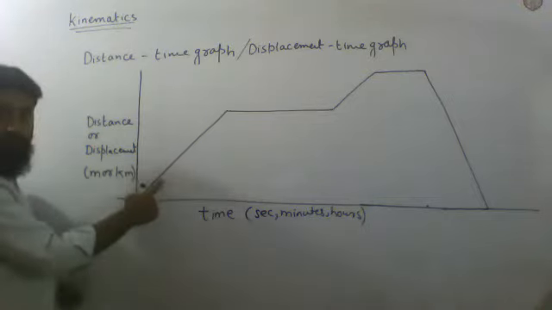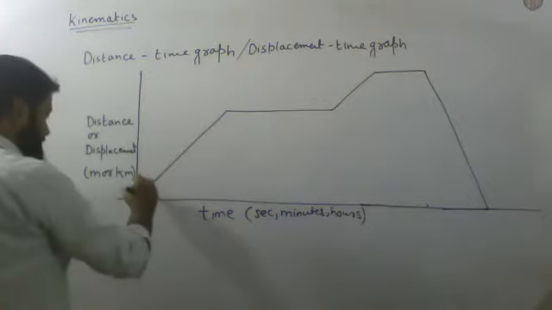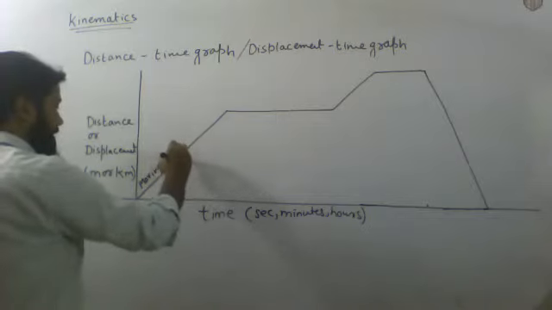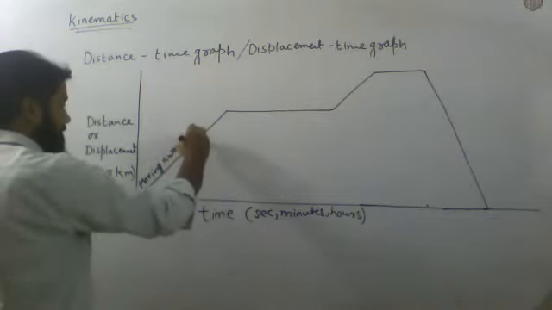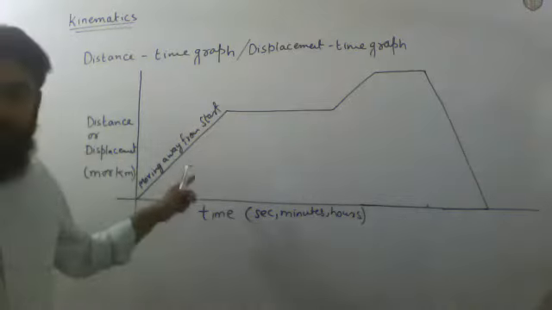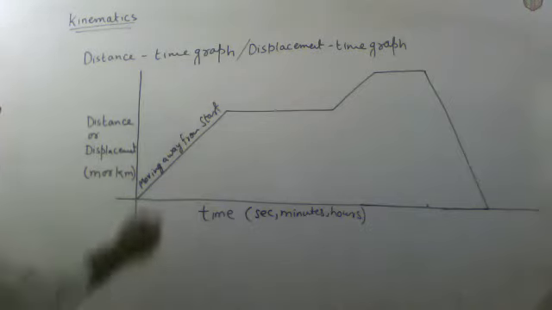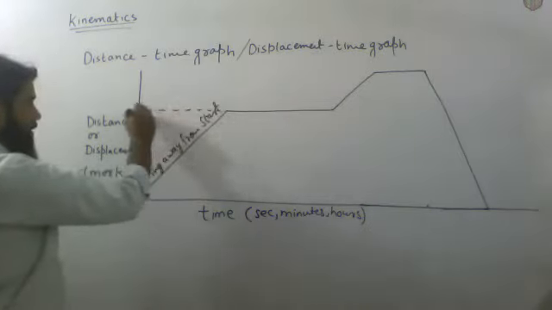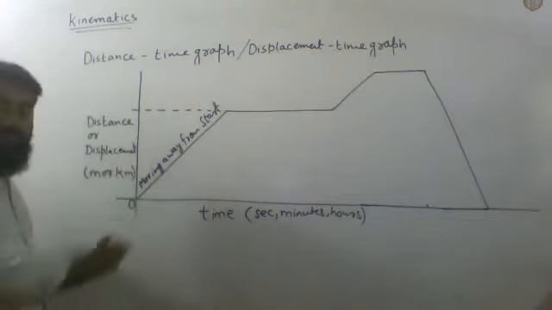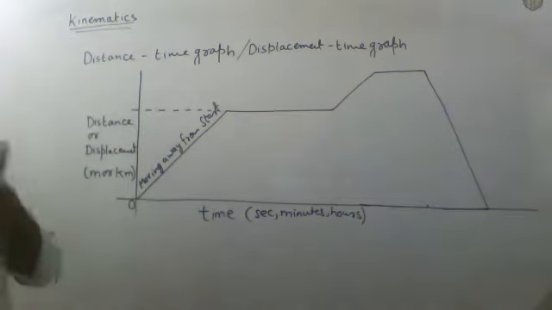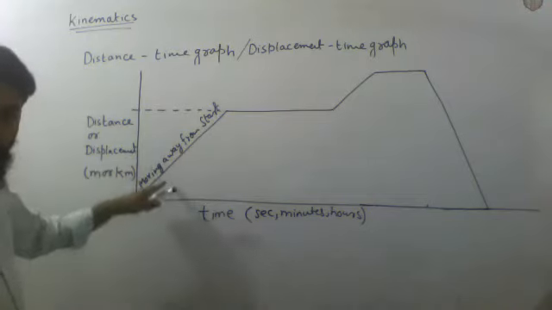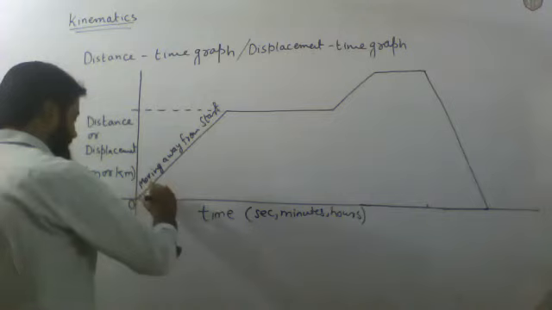This one is telling you that you are moving away from the starting point. Whatever your start is, this line shows that you are moving away from there. Because this will be 0, and if you are moving away, it means the distance is increasing from the starting point.